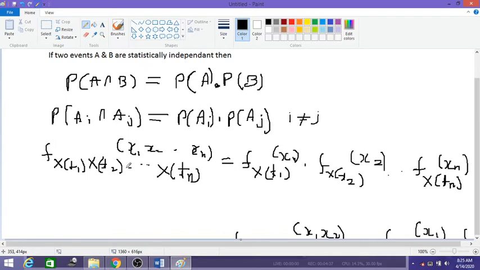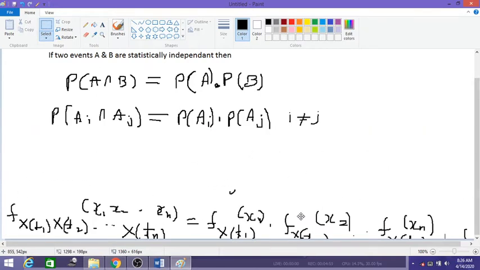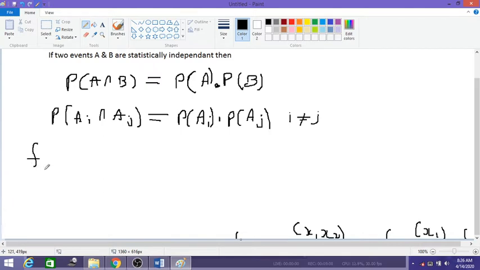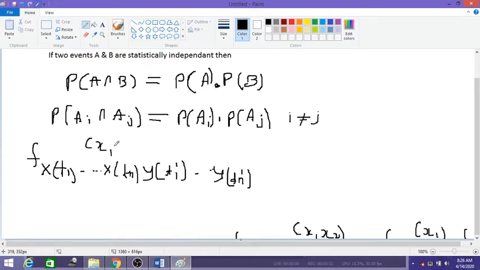Now, if you apply the same thing to two different random processes with different time instances, this independence equation will be the same as this. Let me write here: f of X(t1), up to X(tn), and then the other random process Y(t1), up to Y(tn), of x1 up to xn, and y1 up to yn, is now equal to the product of the two different random variables of different time sets.